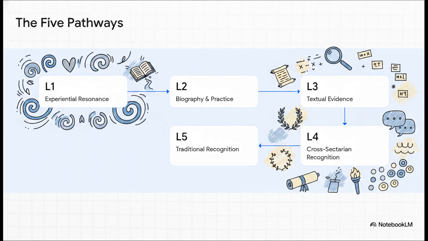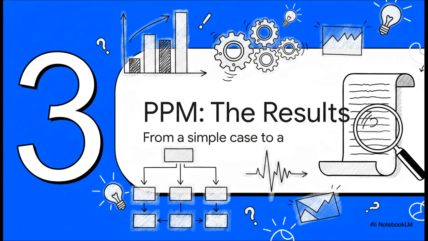It's a whole spectrum, really. You've got L1, which is about the researcher's own resonance with the material. Then there's L2, which is all about hard biographical data and evidence of practice. And it goes all the way to L4 and L5, which look at recognition from peers across different traditions. It's really comprehensive. So, what does a PPM result actually look like in practice?